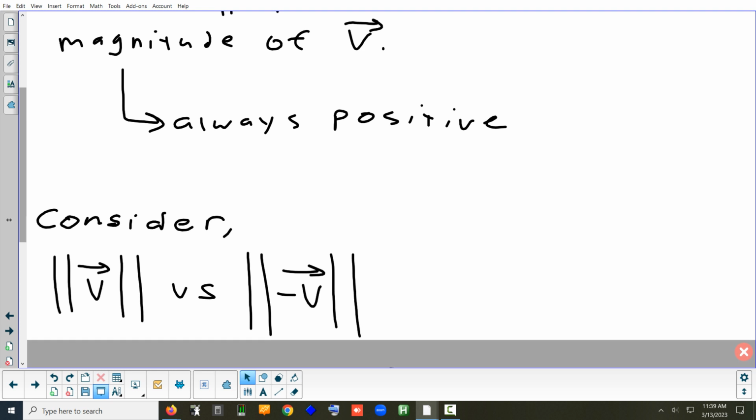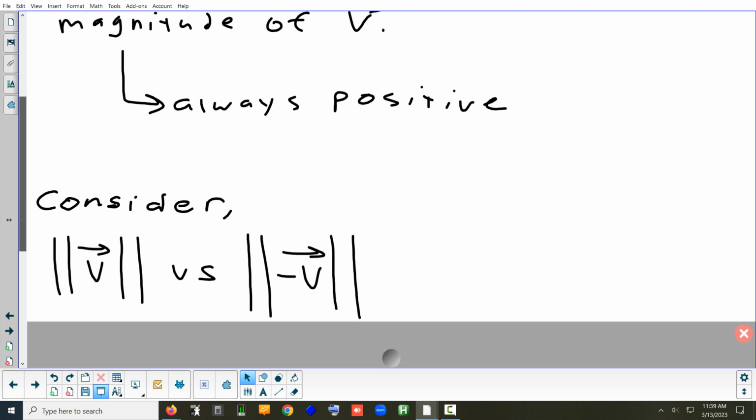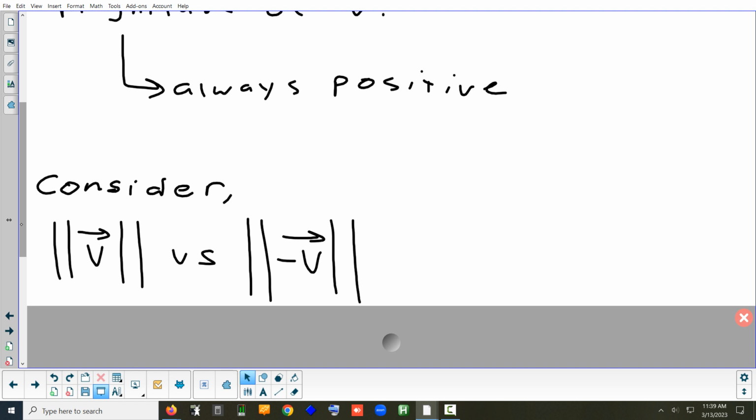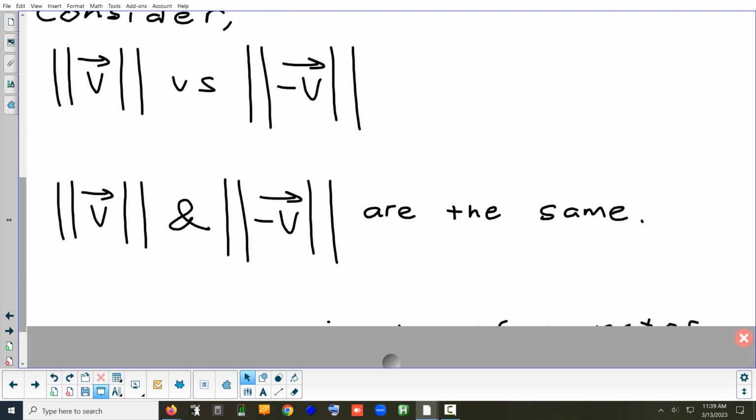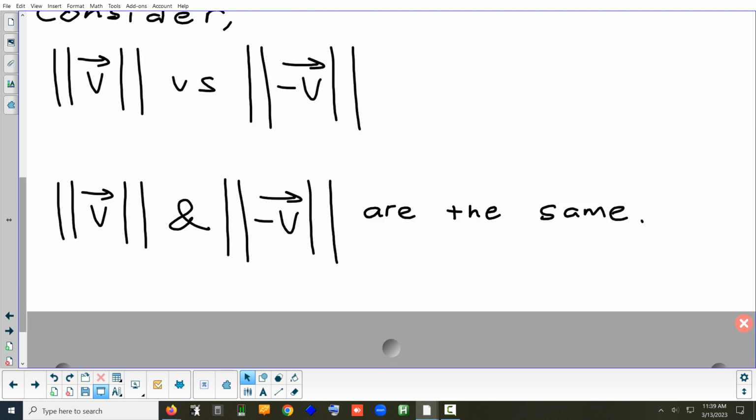So what would be the difference between the magnitude of v and the magnitude of negative v? It would be the same thing. There is no difference between those two calculations. They are the same. It's like saying, what's the distance from here to Boston, and then taking the same route, what's Boston to here? That's the same thing. We're just going opposite directions.